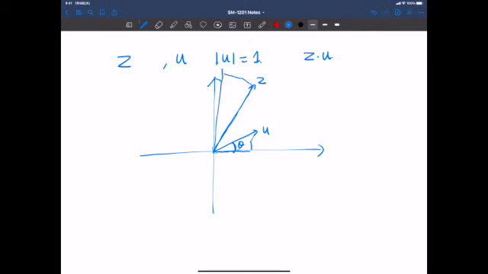So this z is rotated by theta, and the length doesn't change. The modulus doesn't change. So multiplication by this complex number with unit length represents a rotation by this amount. So let's prove this.